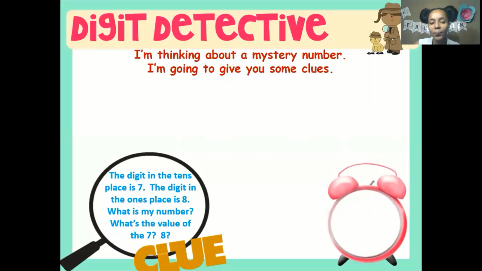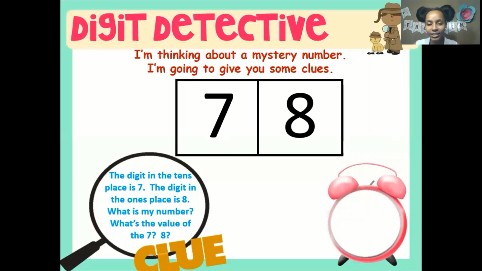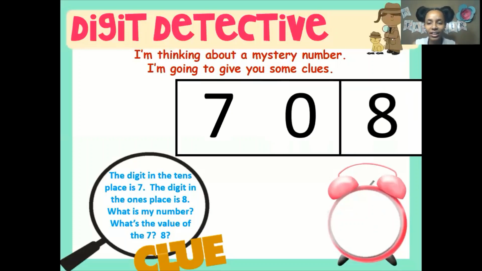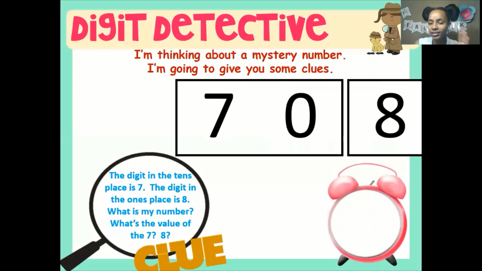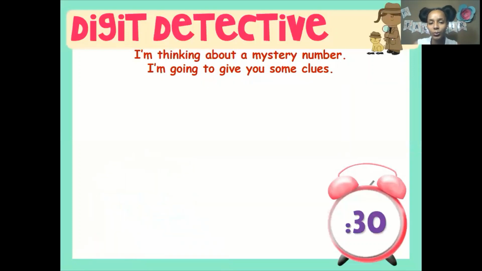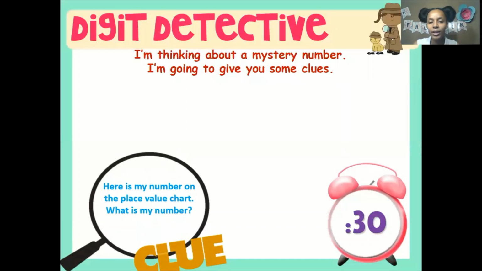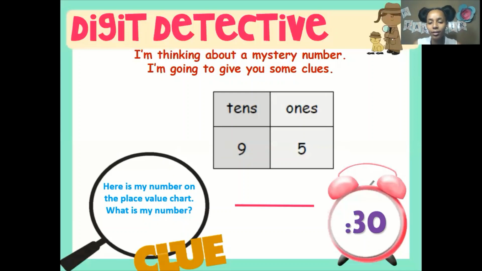Time is up. Did you get 78? Great. What's the value of the 7? It's 70. And what's the value of the 8? Right, 8 or 8 ones. Give yourself 10 brag bucks if you got it right, or take away 10 brag bucks if you got it wrong. Get ready. Here comes my next clue. Here's my number on the place value chart. What is my number? Go.